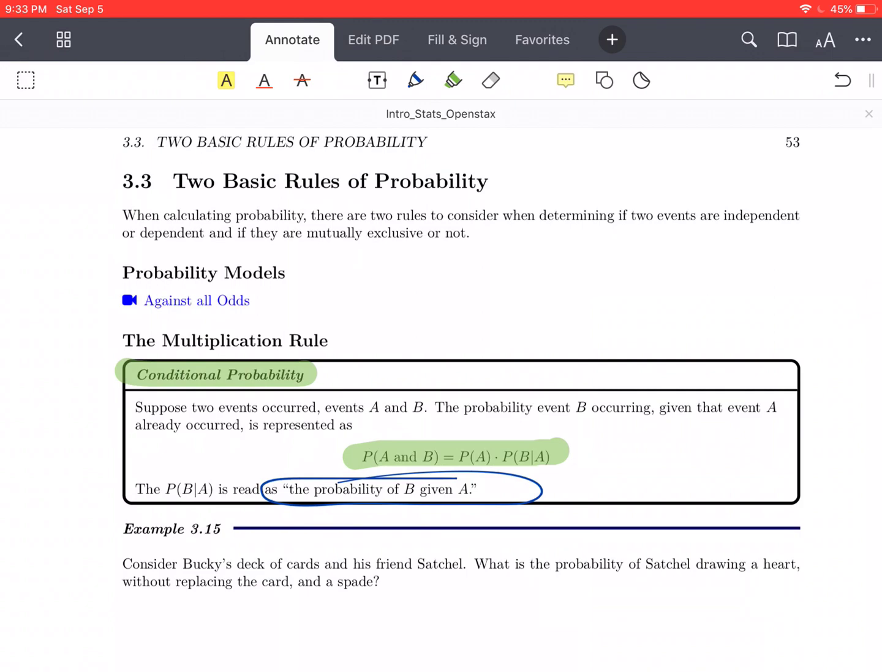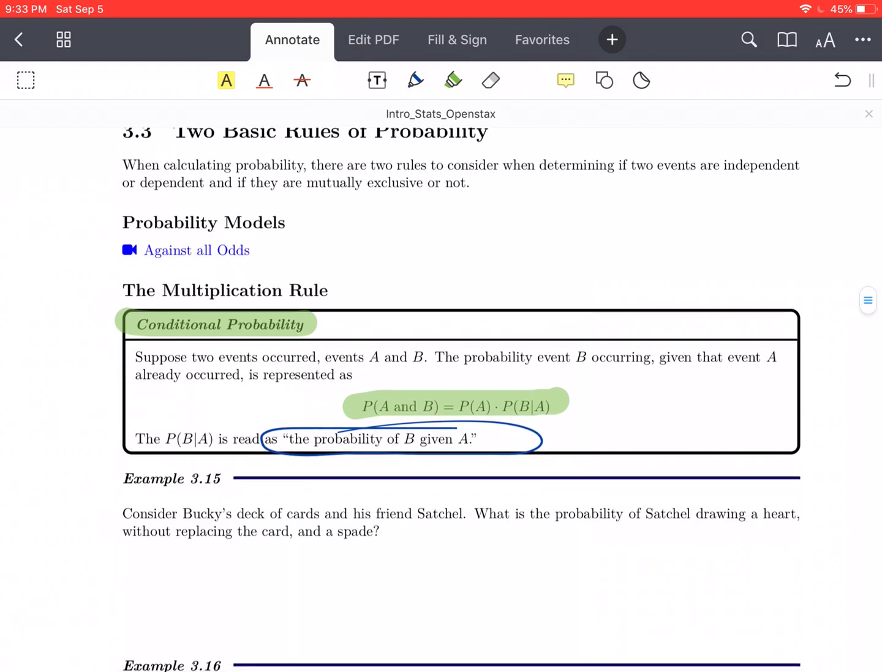If the events are independent, like we've been looking at, and there's no effect on each other's probabilities, then this won't change anything. This would just be the probability of B in that case, right? If A doesn't impact anything in B. But oftentimes we have events that are not independent, so we need to make sure we handle this conditional probability.